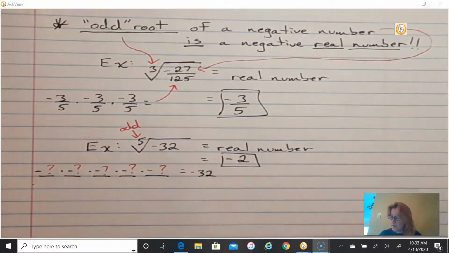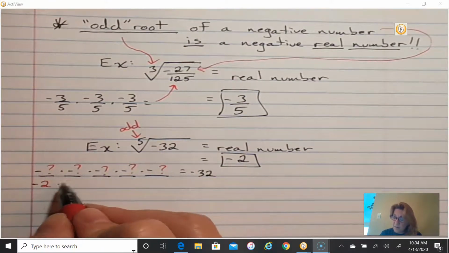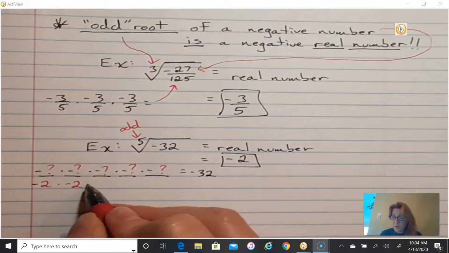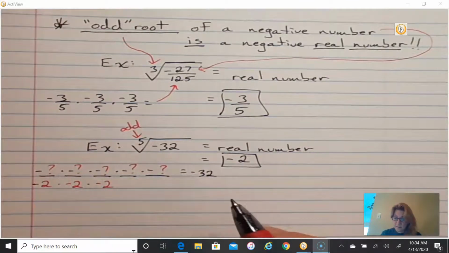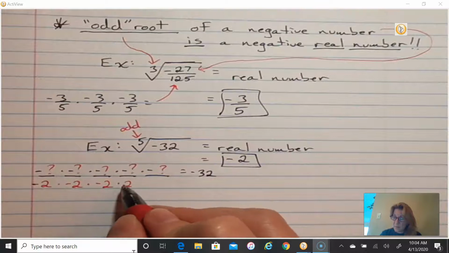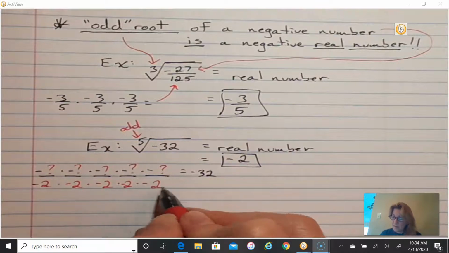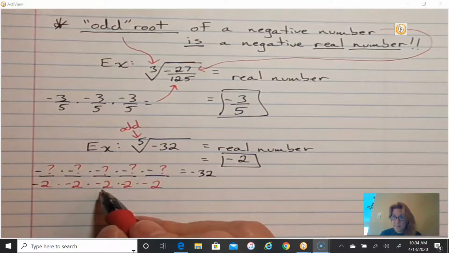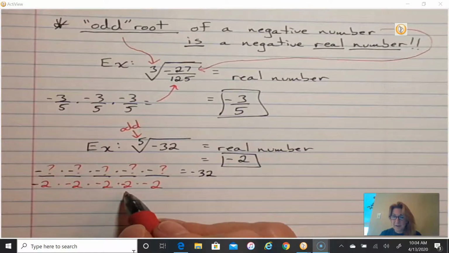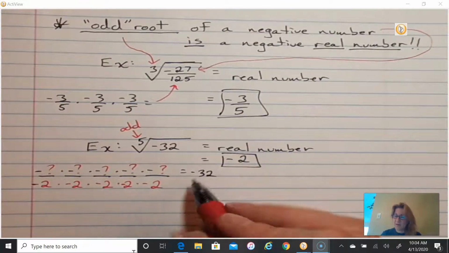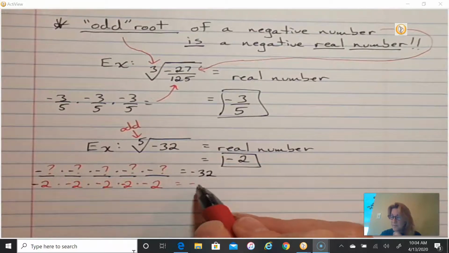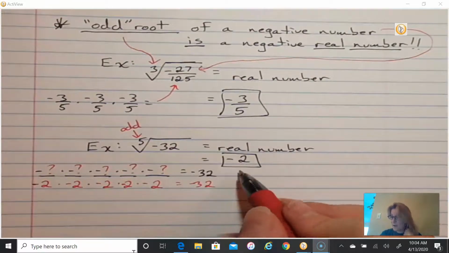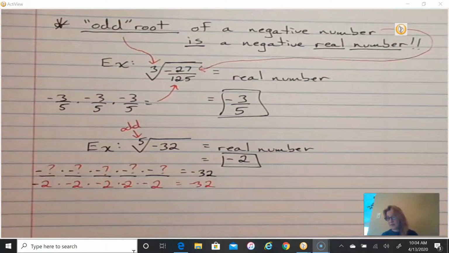Because negative, here I'll do it in red. Negative 2 times negative 2 is positive 4. And keep multiplying it by negative 2. That's a negative 8. Negative 8 times negative 2, positive 16. Positive 16 times negative 2 is negative 32. All right, so your answer is negative 2.